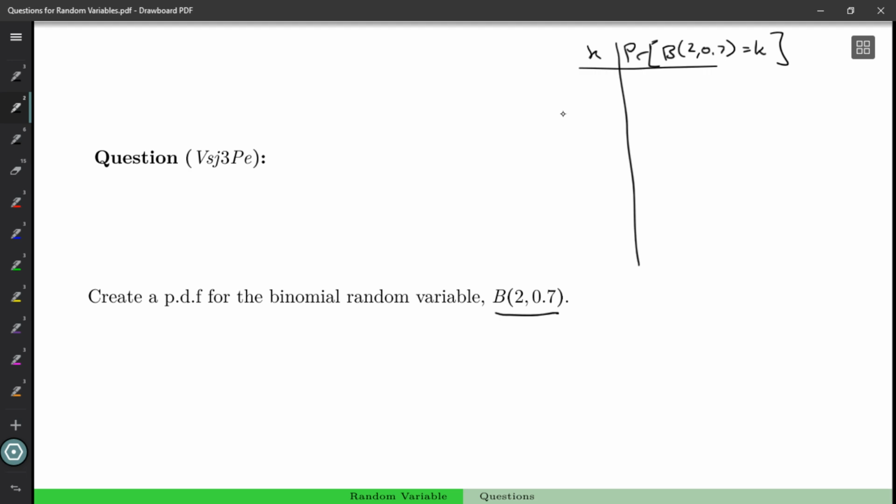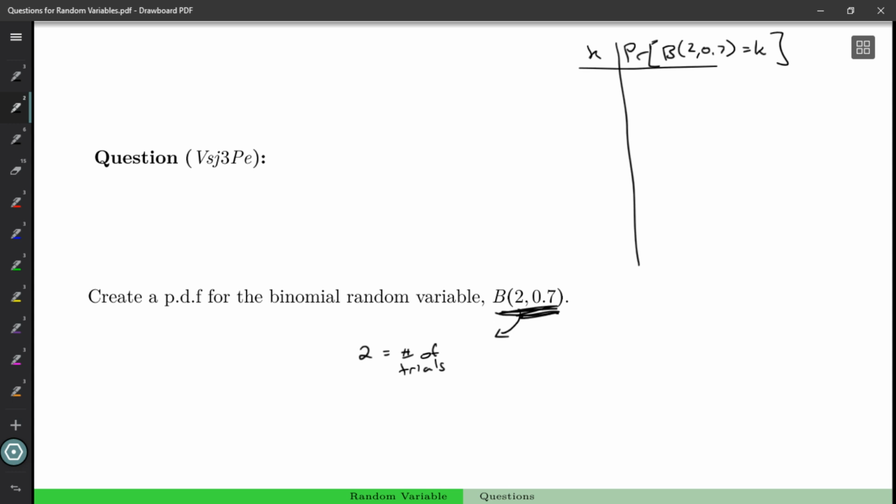So we need to first figure out, well, how many values can this random variable take on? And this is where we have to actually interpret properly. So 2 is the number of times we're repeating some experiment, the number of trials. Okay? So we only have 2 experiments that are running.